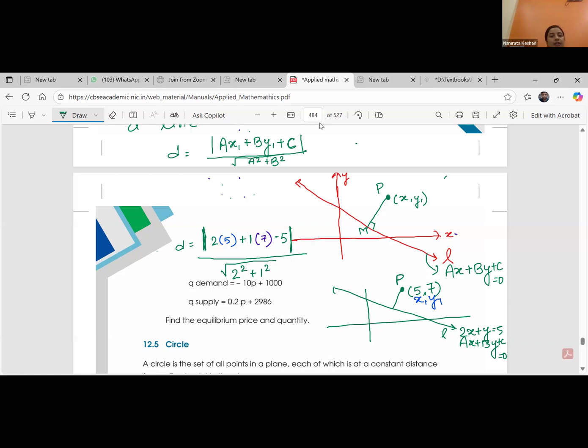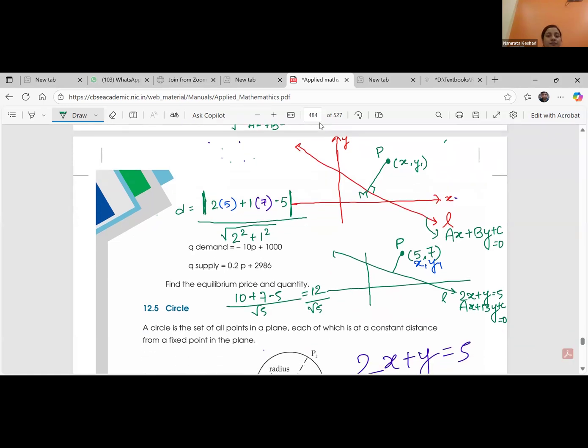If we solve it, we will get 2 times 5, which is 10, in the numerator, plus 7 minus 5. So 10 plus 7 minus 5, and the denominator will be 2 square, which is 4, plus 1, root 5. And the distance will be 17 minus 5, 12 by root 5. Is it clear? Yes, ma'am. Okay, in maths we don't keep the square root in the denominator. Whenever you get this type of answer, better rationalize it and write the final answer after rationalizing. This is the distance from the given point to the given line.